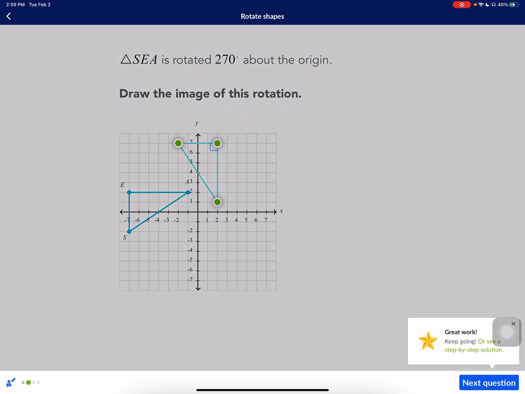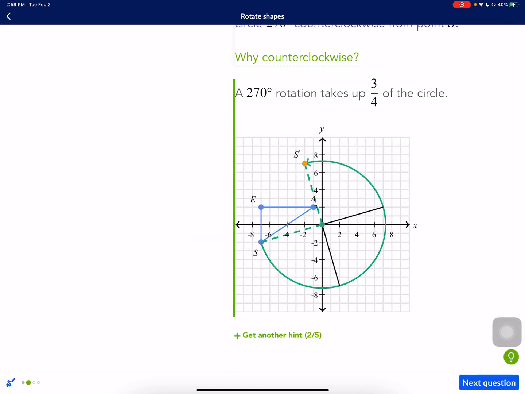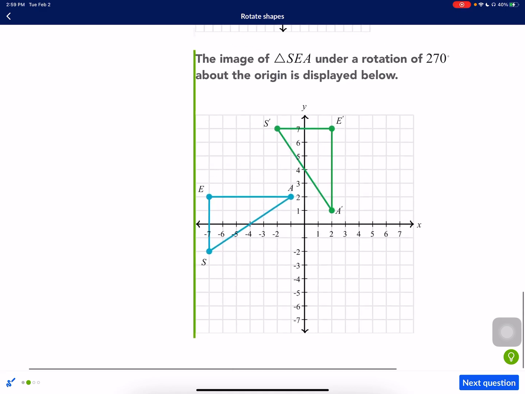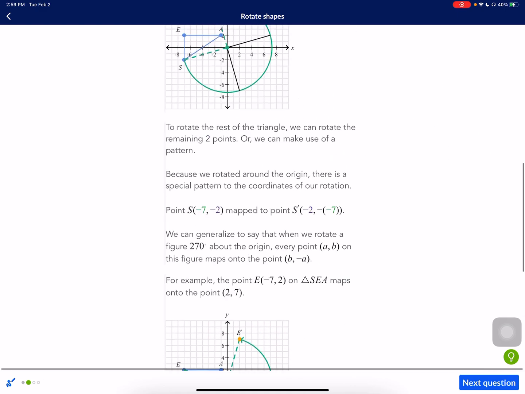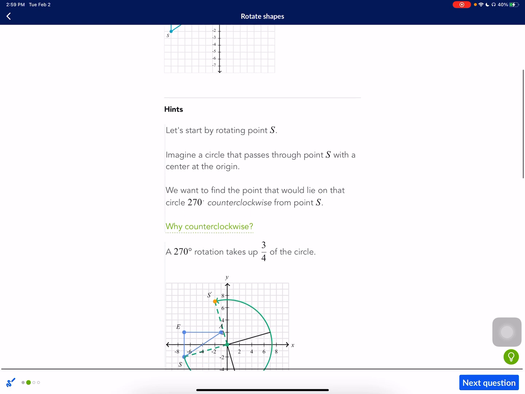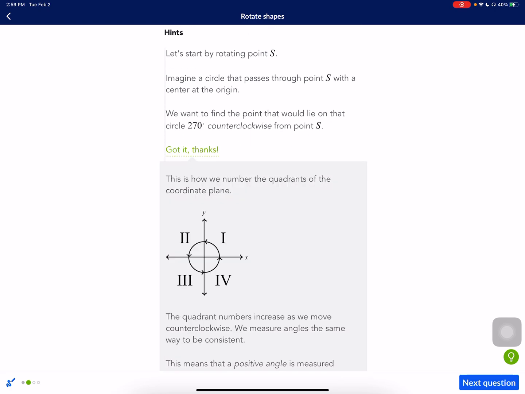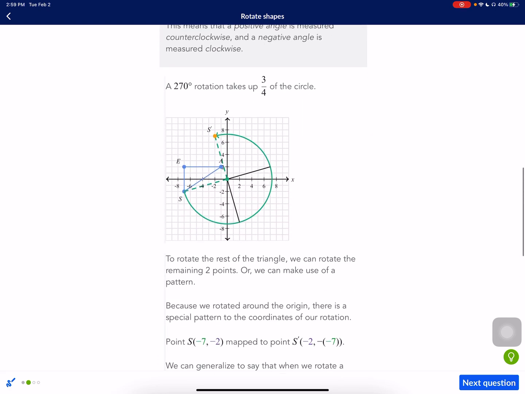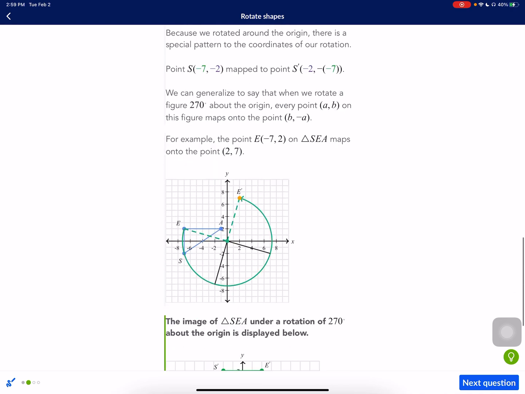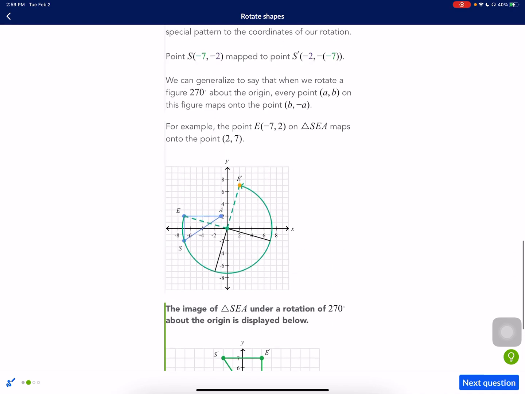Let's go and see here. Yep. So you can also see their solution after you're done, okay? So it's a super good idea to read through it and see how they did it, why counterclockwise, all that stuff, okay? They really do explain their method. So definitely take a look at that.